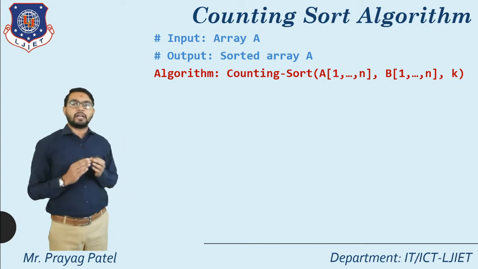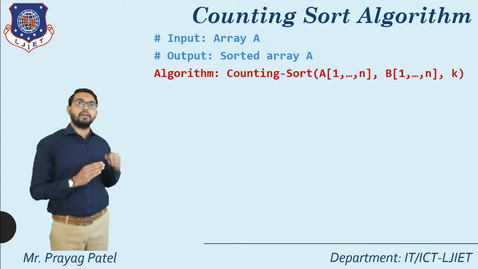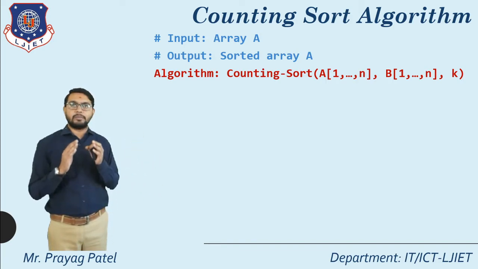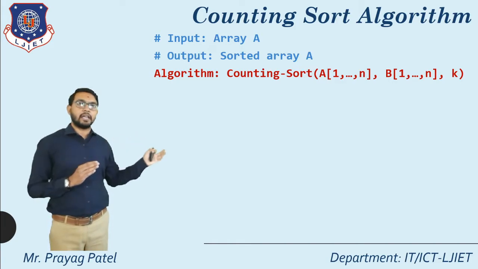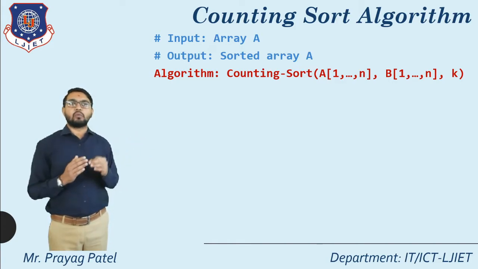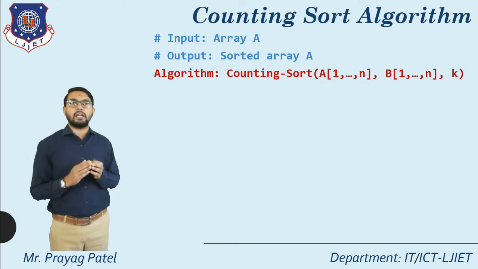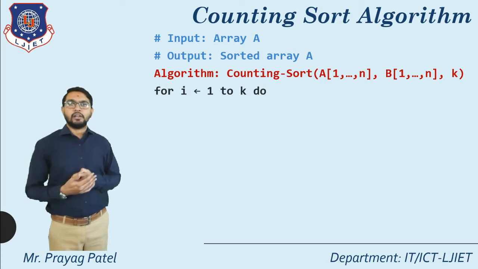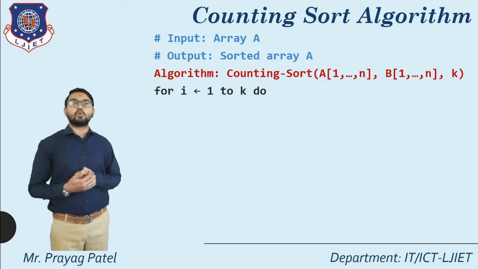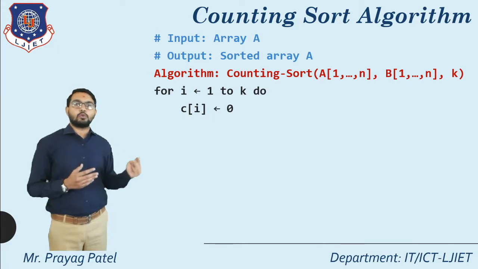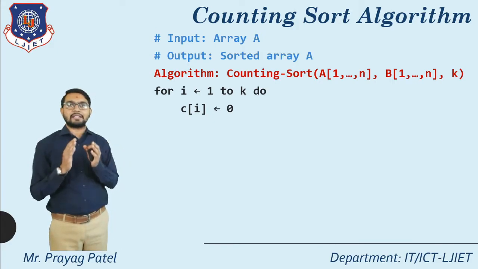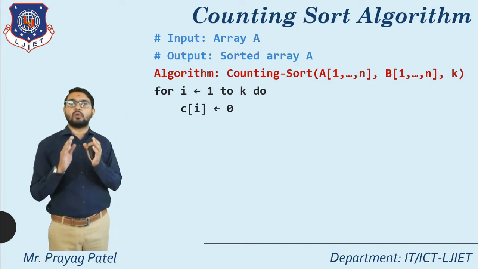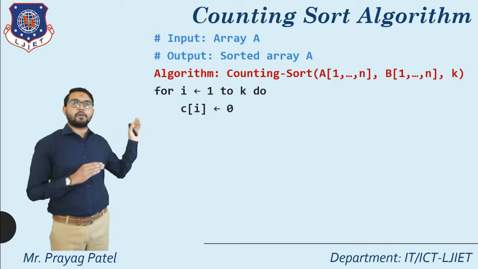A 1 to n means the given array A is 1 to n, then B 1 to n means the resultant array B is 1 to n, and k means the size of the array C. In our previous example, k equals 6 because our maximum element in the given array A is 6. So consider k equal to 6. Now first, for I equal to 1 to k, C of I equal to 0, because we consider an array C of size k.